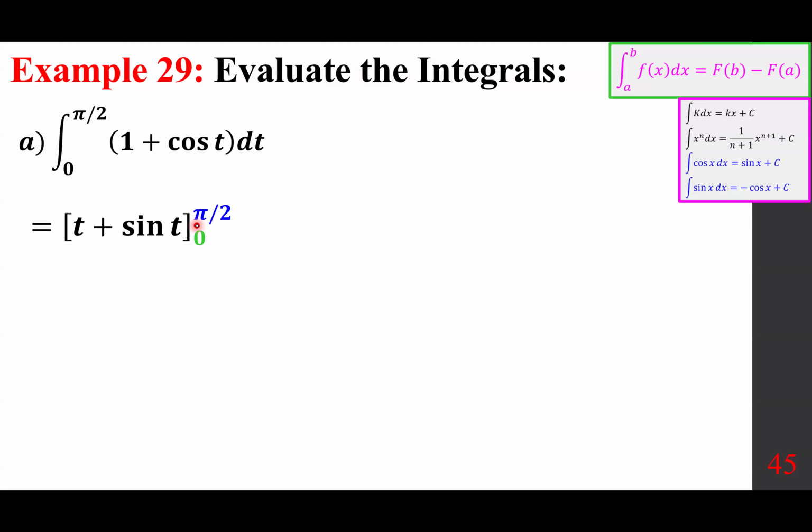Now, the definite integral is a number. Plug in the upper limit π/2 minus plug in the lower limit 0. So this is π/2, this is sine of π/2, which is 1, and this goes to 0 because sine of 0 is 0. So the precise answer, π/2 plus 1. Again, exact answer.